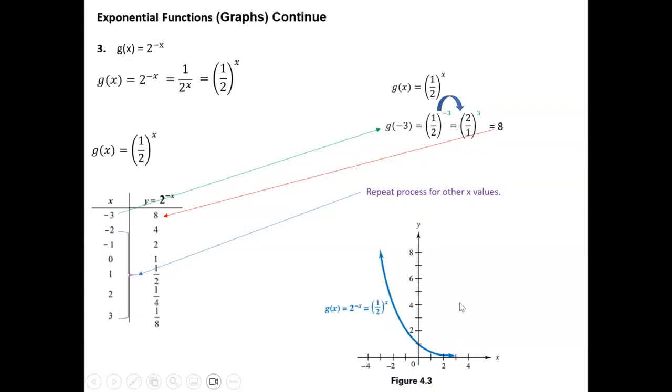It's called exponential decline. Okay, because it's going down. And again, when it's -3, here's my -3. It's going to be 8. When it's -2, it's going to be 4. When it's -1, it's going to be 2. When it's 0, it's going to be 1. When it's 1, it's going to be about 1/2. When it's 2, it's going to be about 1/4. When it's 3, it's going to be about 1/8. Okay, so the graph is an exponential decay or decline.